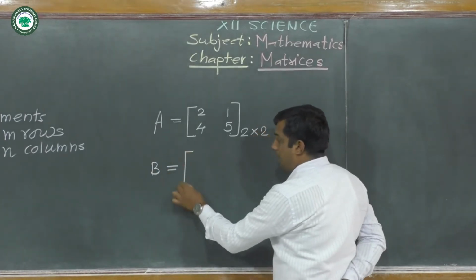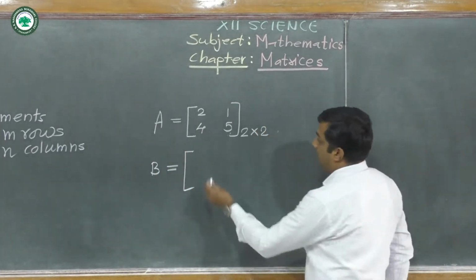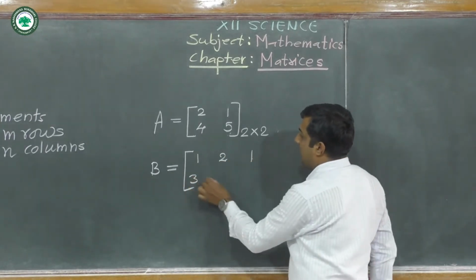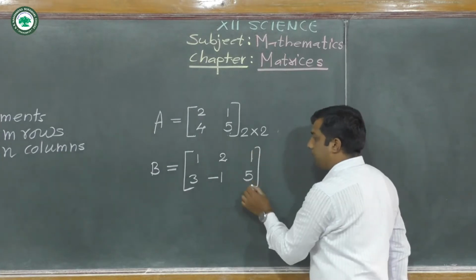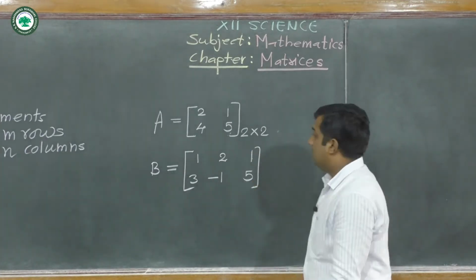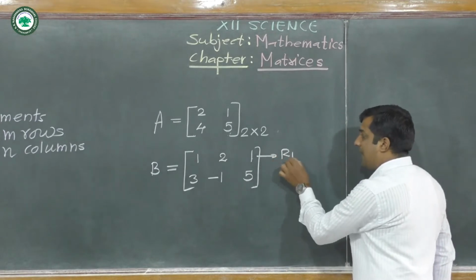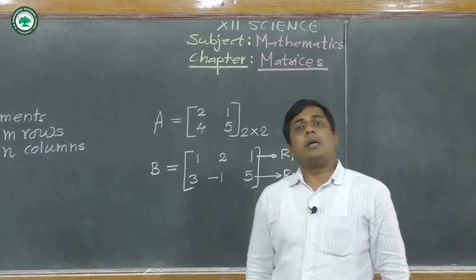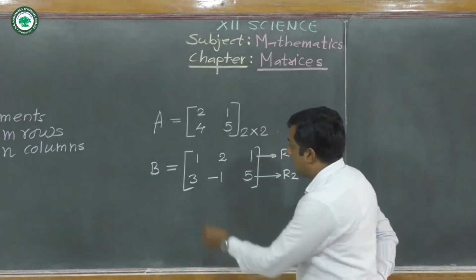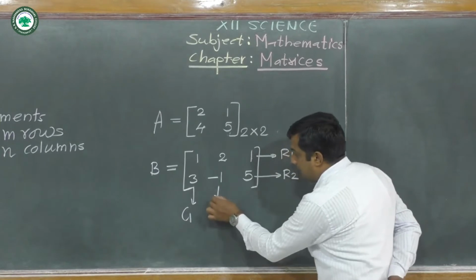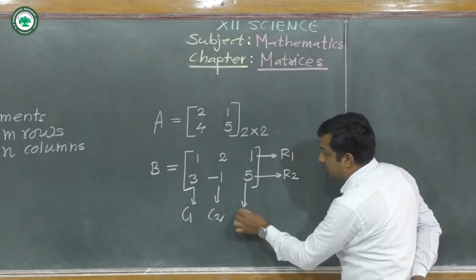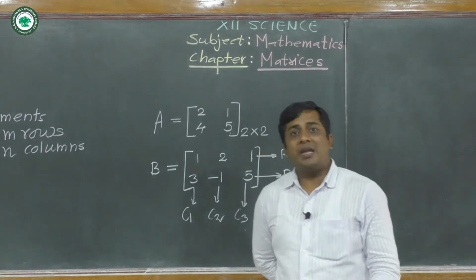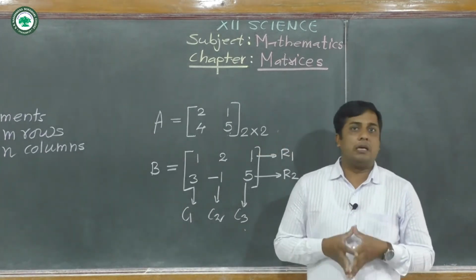Here B is another matrix and is having in first row 1, 2, 1, then here 3, -1, 5. In this matrix, there are 2 rows. This is our row first and this is our row second. Then in that we consider 3 columns. Here this first is C1, this second is C2, and this third is C3. So in this matrix we arrange the elements in rows and columns.